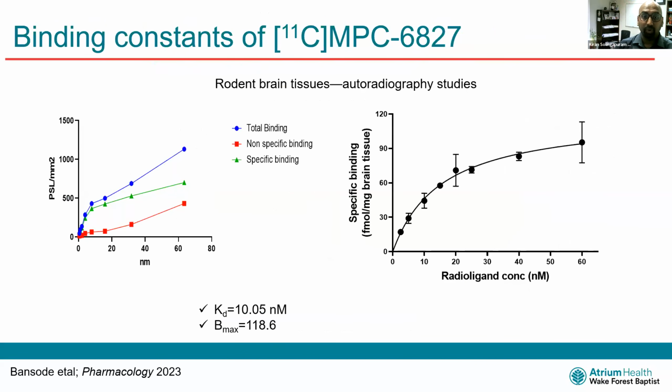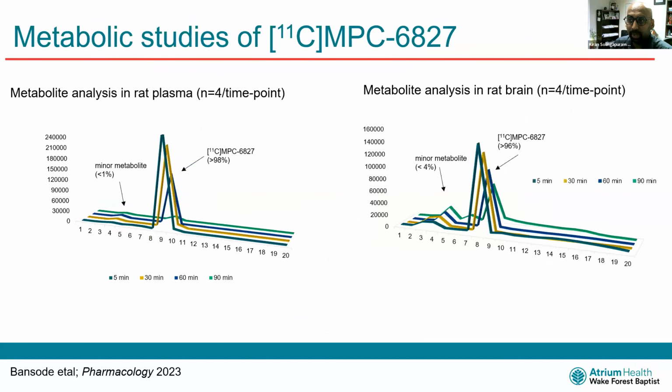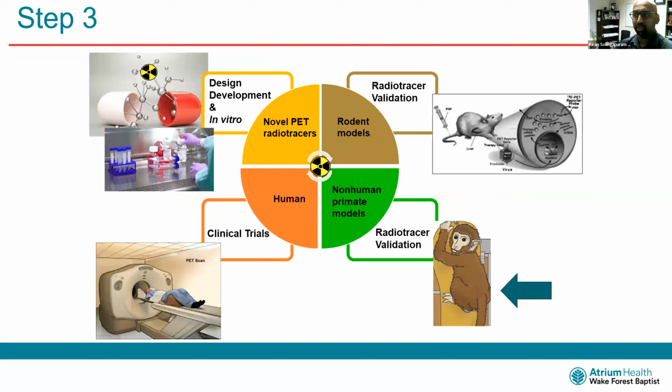So then, because we want to move it further, we had to find the translational aspects of binding constants. Both KD and Bmax were favorable parameters, in the range of acceptable parameters for a CNS-based radiotracer. This was all done in the rodent brain tissues. And then we also did some metabolite analysis, showing that the compound is almost stable, with 98% in rat plasma, and more than 96% stable in rat brain, meaning what you see in the image is the intact compound of MPC 6827. So the story is good until the rats.